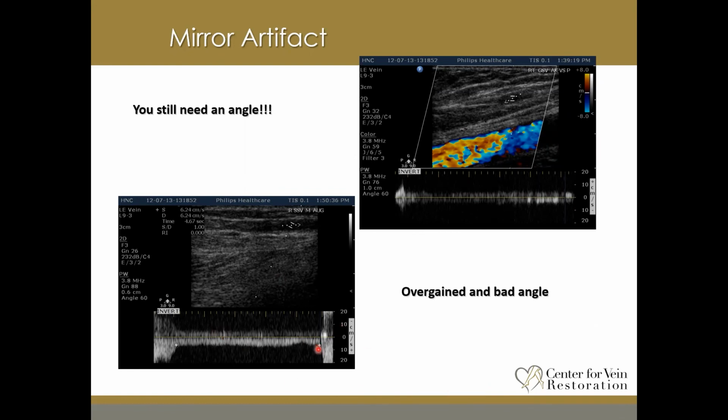Here we can see the mirror artifact, and because the true signal is so strong, if the operator were to turn down their gain because it's overgained, it will decrease or eliminate the mirrored signal and allow just the strong true signal to be appreciated.